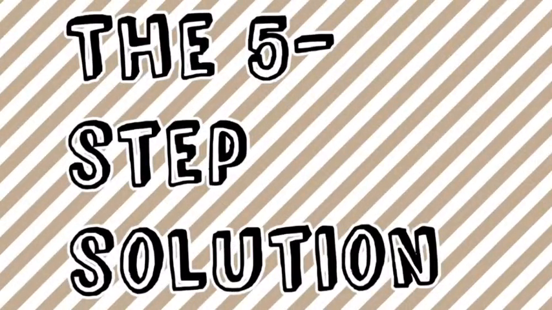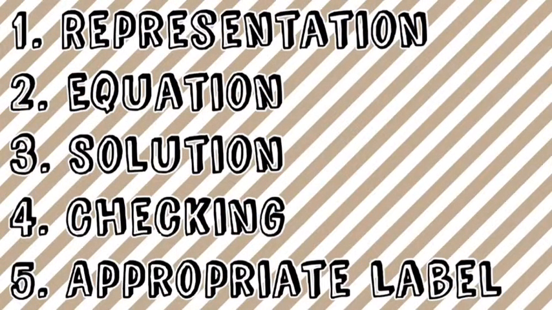Let's review the 5-step solution in solving word problems using quadratic equations. The first step is to represent the given into different variables. Second step, we have to make an equation using these said variables in order to solve the given word problem. The third step is to solve the equation in order to get the right answer. The fourth step is to check the answer in order to deem if it's actually correct. The last step is to write your final answer down with the appropriate label.